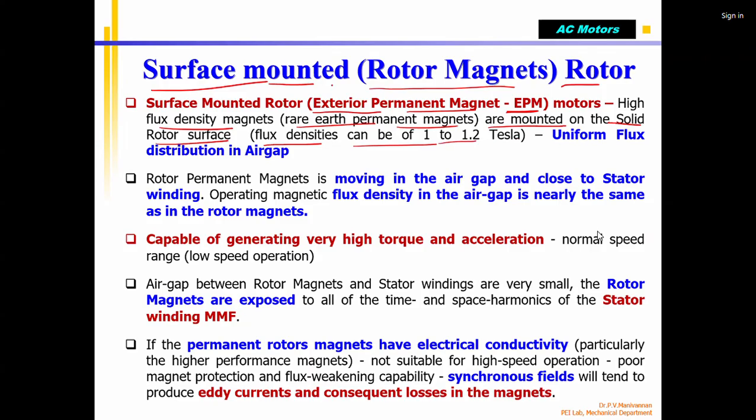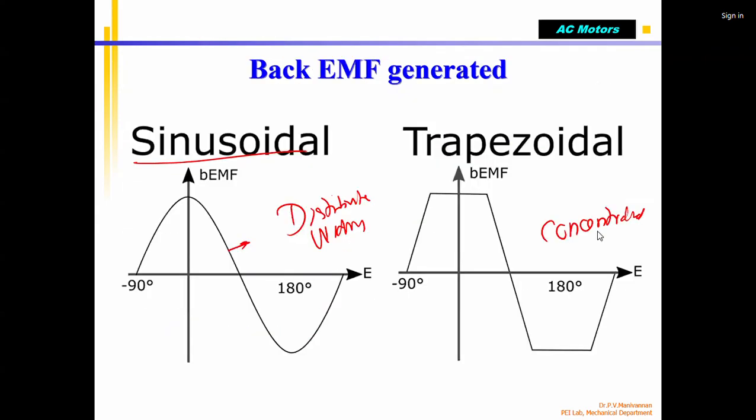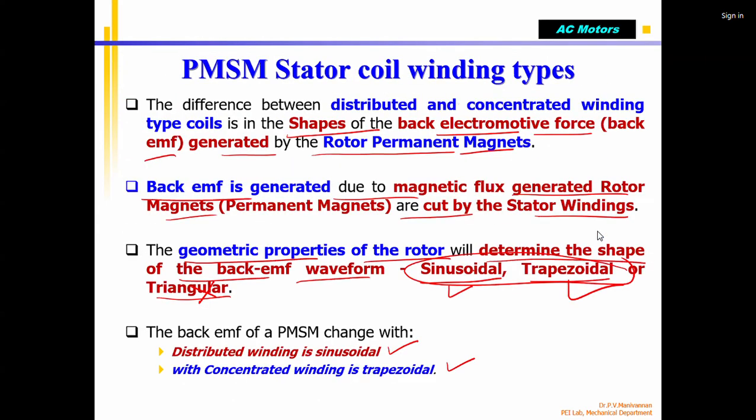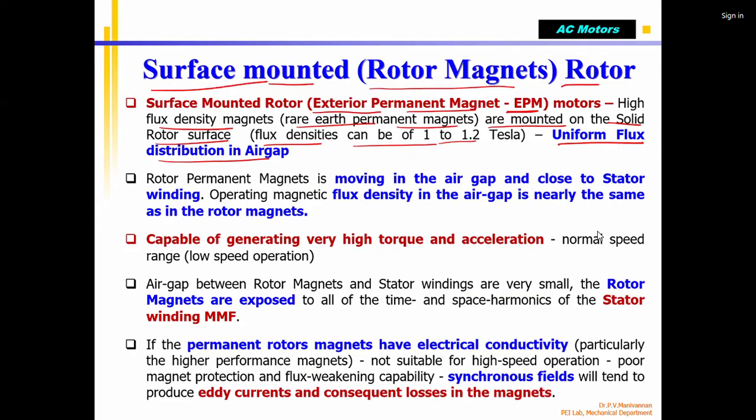And the advantage of this is that uniform magnetic flux is created in the air gap. You know that between the rotor and stator winding there is an air gap. In that air gap, the magnetic flux flows from stator to rotor. So there, a uniform magnetic field is created. That is one thing.